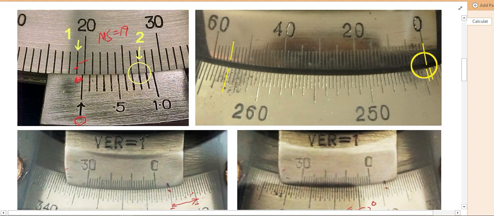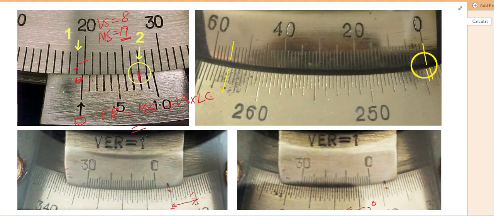Then to calculate the rest of the part, you have to look at the vernier scale reading. How to take the vernier scale reading? You look for which line in the vernier scale matches perfectly with any one of the main scale divisions. Here in this case, it's this one. So how much is this? 1, 2, 3, 4, 5, 6, 7, 8. So your vernier scale reading is 8. So what would be the total reading? Total reading would be the 19 main scale reading plus the vernier scale reading multiplied by the least count.